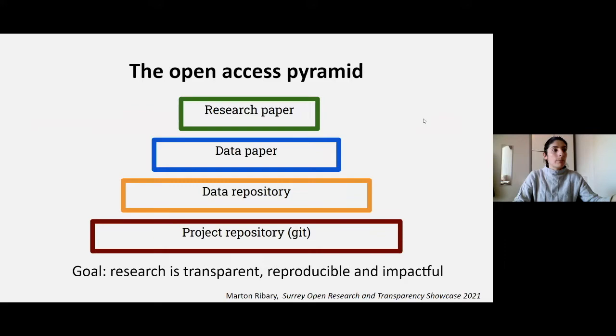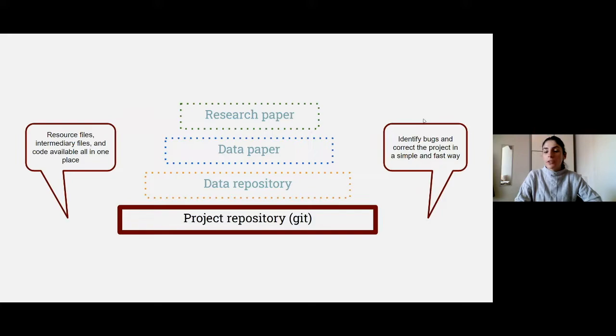So first of all, the project repository is the workspace of the researcher. It's meant to be open, and it's meant to host all the resource files, codes, intermediary files, any script that was used to create or scrape or analyze the data. In an ideal world, it needs to be open, and it's also useful because you can always go back to a previous version of your work or your files, trace back errors and revert to previous versions.